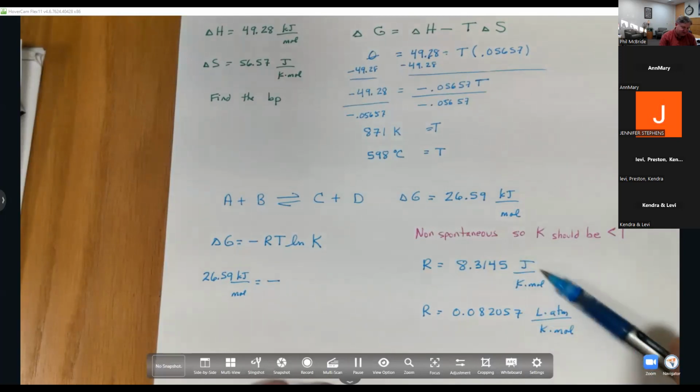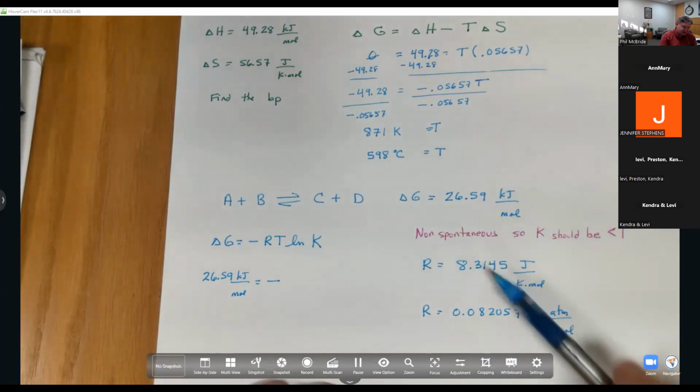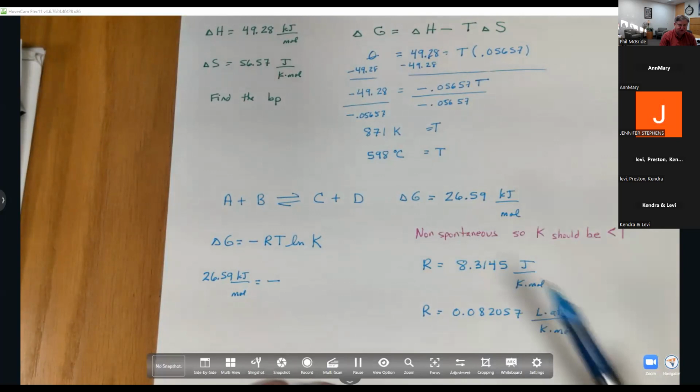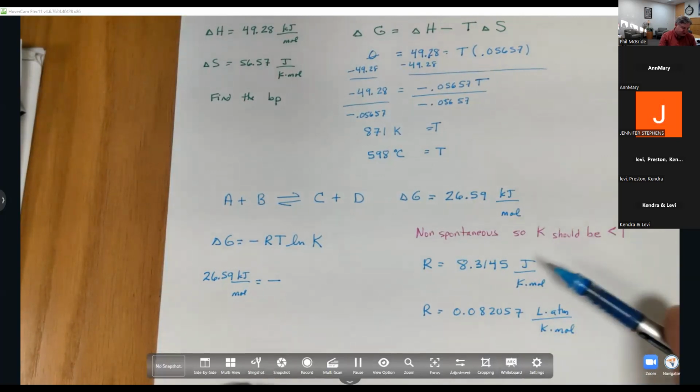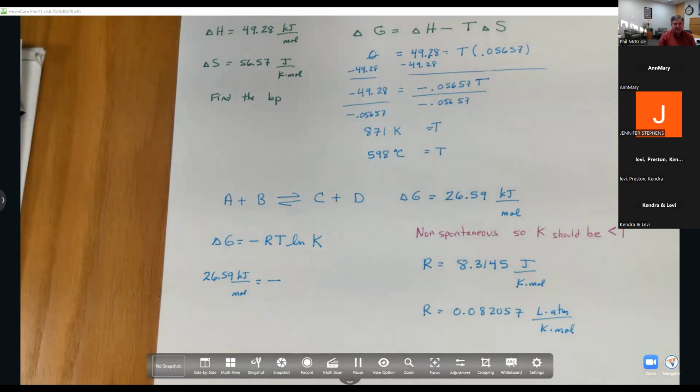So this R has joules, Kelvin, and mole. Our delta G is joules per mole. So we want to use the R that has joules in it. Now this one is joules, but delta G is kilojoules. So I need to change them both to the same unit. So which one do you want to change?